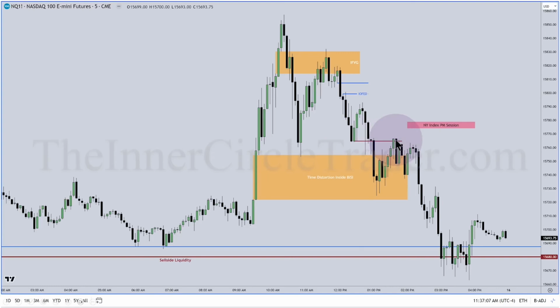Returns back into it here. And all of this consolidation is time distortion. It's not time for the market to do anything. It's not going to do it. It's already ran the low here, which is the lunch macro for New York. It's already did that, but we're not done.